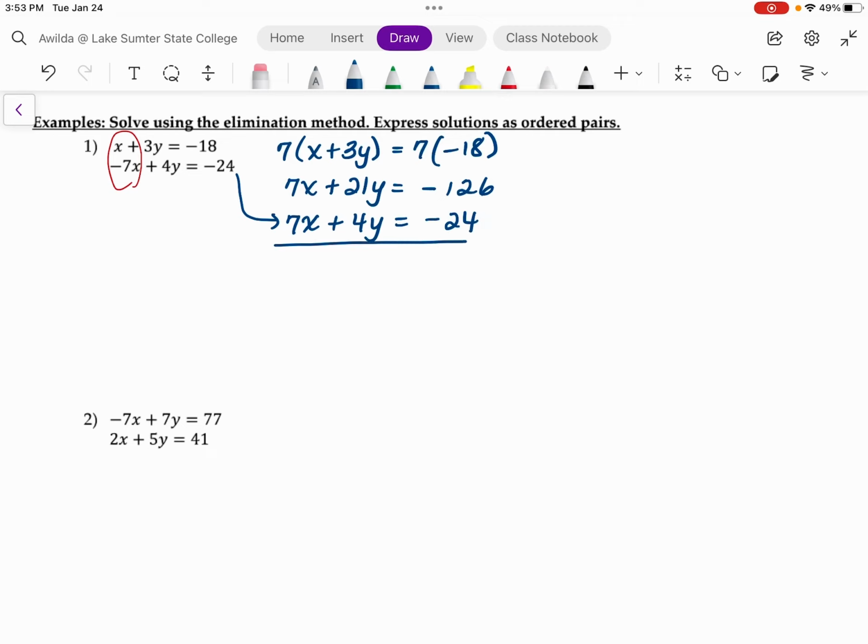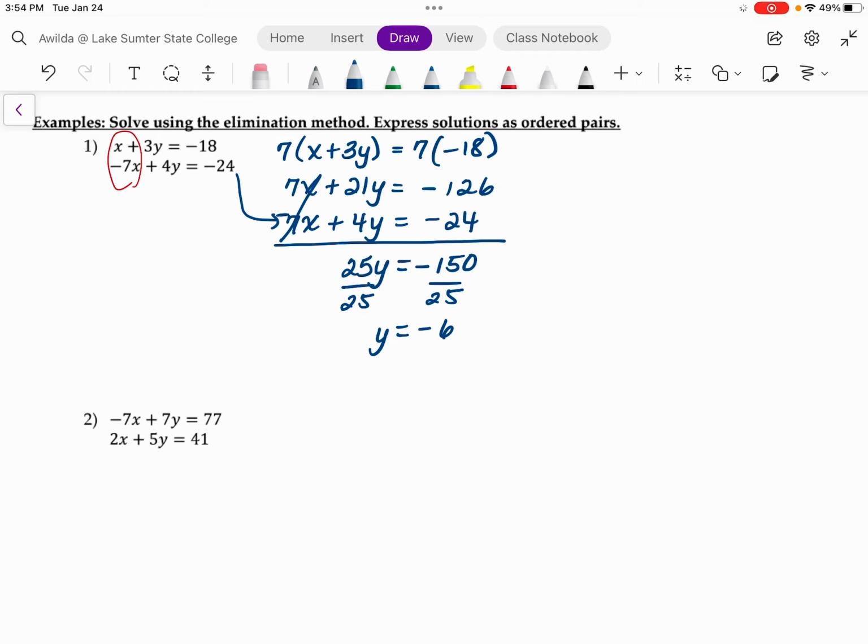Now when I add these two equations together, I'm sorry, I missed the negative sign here, very important. 7x plus a negative 7x will be 0. 21y plus 4y will be a 25y. And on the right, negative 126 plus a negative 24 will give us negative 150. Now, if I divide both sides by 25, I get that y is equal to negative 6.